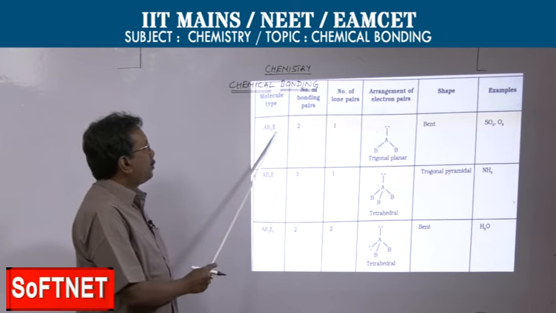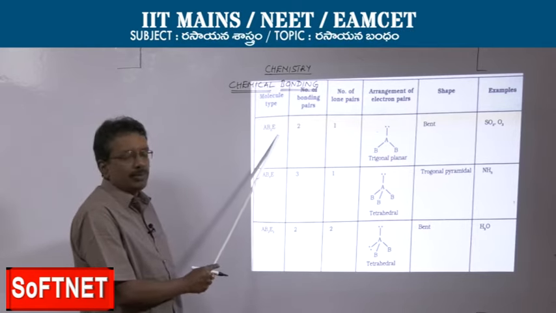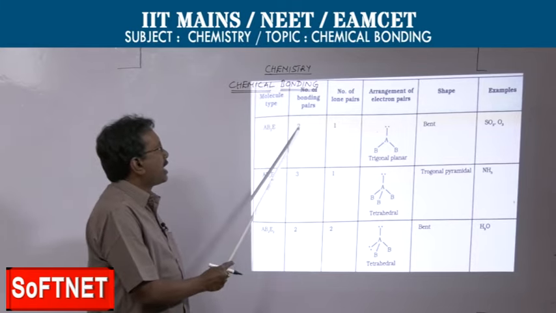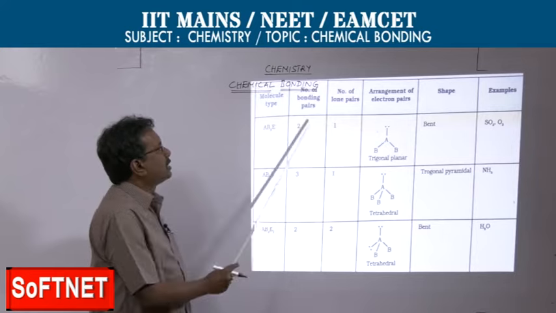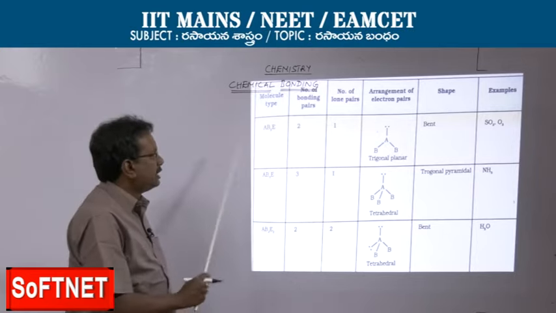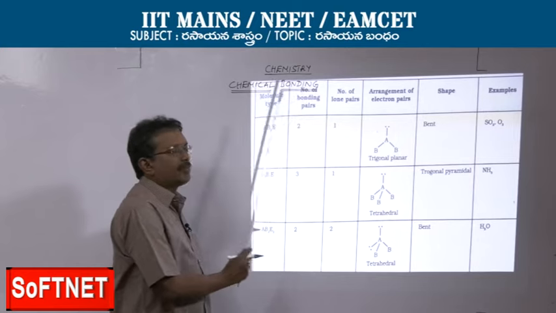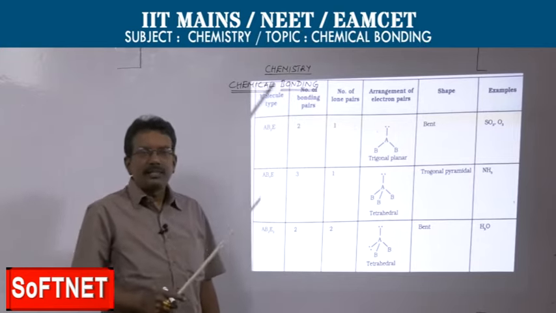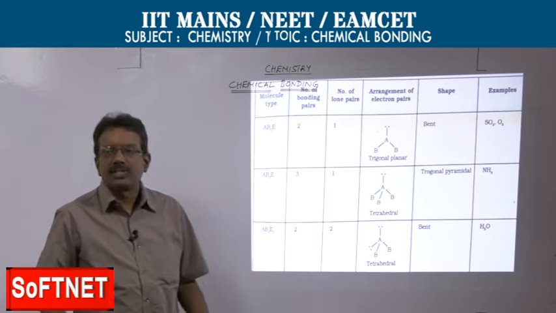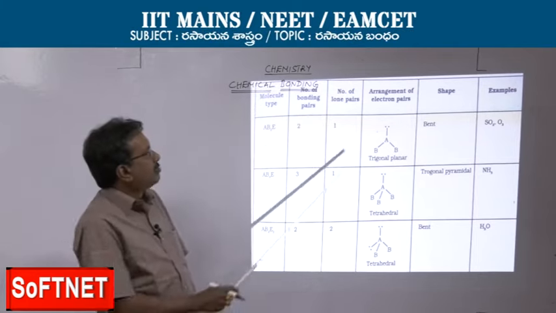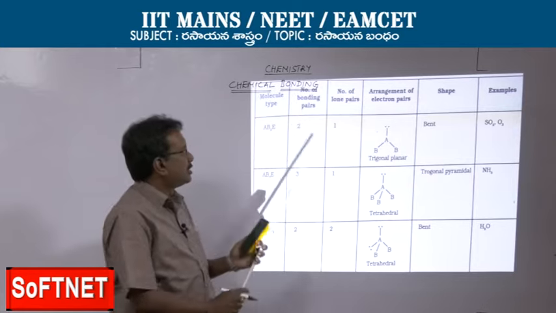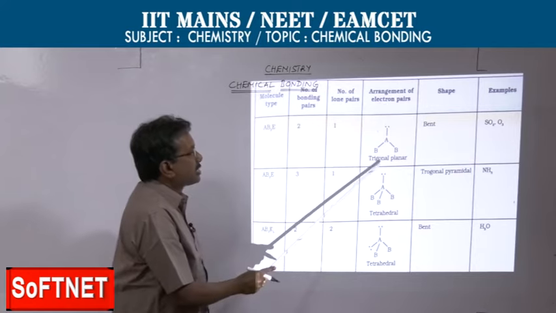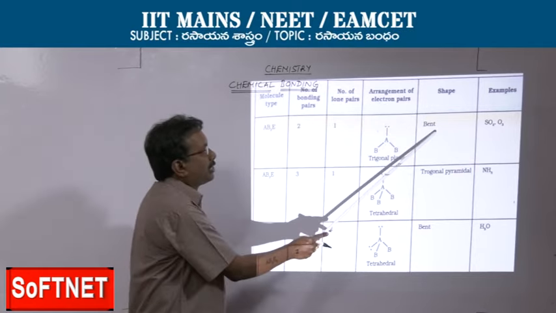Molecule type AB2E. This E stands for the number of lone pairs and B stands for bond pairs. That means if you add the number of bonding pairs and the number of lone pairs, we get the total electron pairs. So in this molecule we have a total of 3 electron pairs. Out of 3 electron pairs, if all 3 are bond pairs, then the structure is called trigonal planar. If one is a lone pair and 2 are bond pairs, observe here, the arrangement of electron pairs is trigonal planar, but the shape of the molecule is bent.